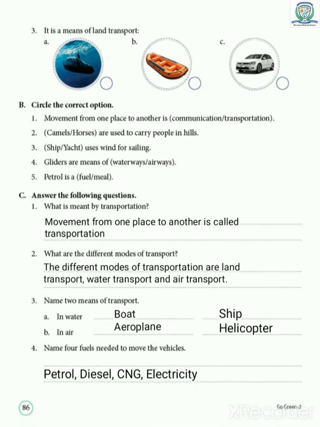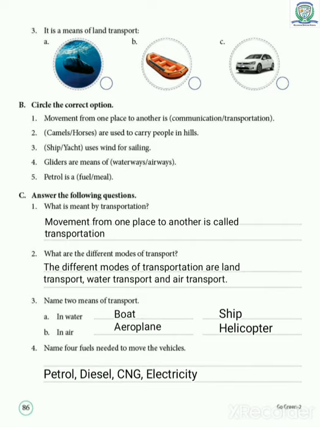Exercise C. Answer the following questions. What is meant by transportation? So, movement from one place to another is called transportation. Number 2. What are the different modes of transport? So, the different modes of transportation are land transport, water transport, and air transport.